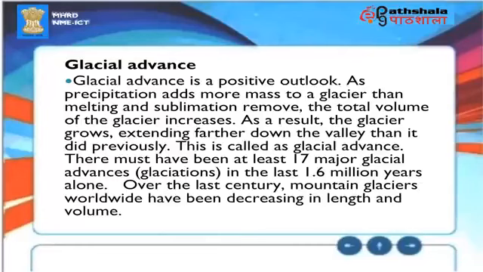There must have been at least 17 major glacial advances, glaciations, in the last 1.6 million years alone. Over the last century, mountain glaciers worldwide have been decreasing in length and volume.